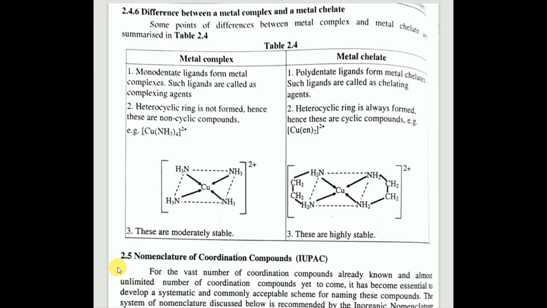Hello friends, our today's first point is the difference between metal complexes and metal chelates. Second point, nomenclature of coordination compounds, and third point is the effective atomic number rule. So first we will see the difference between metal complexes and metal chelates.